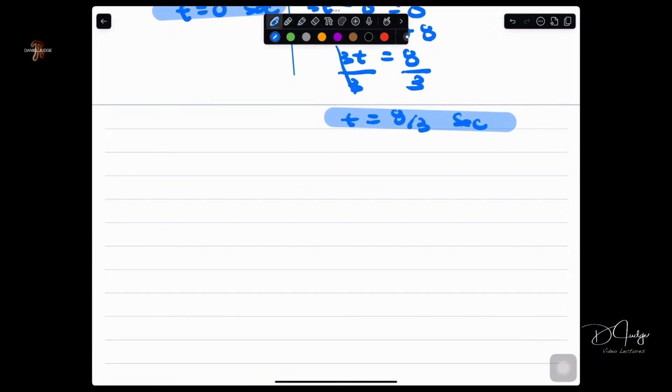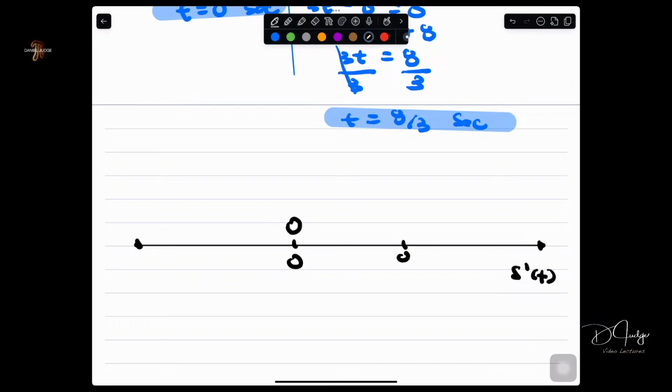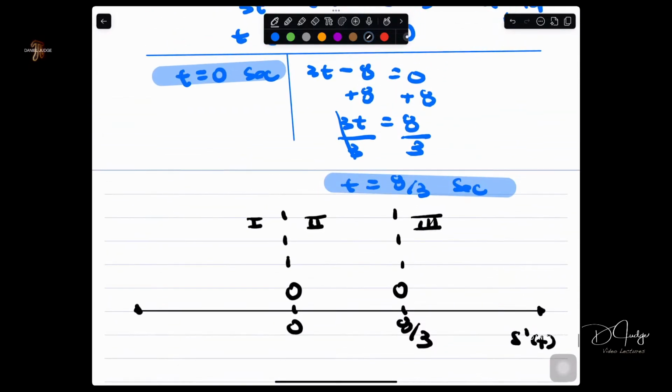So we have what we need. We have a real number line. This is over the first derivative. And at t is 0, we get 0, and at t is 8/3, we have a 0 for the velocity. And we can look at it this way: this is region 1, region 2, region 3, if we're looking strictly at the sign analysis process.